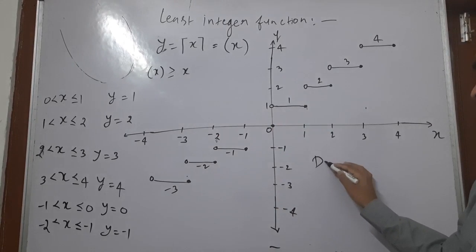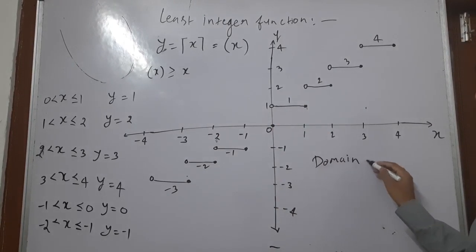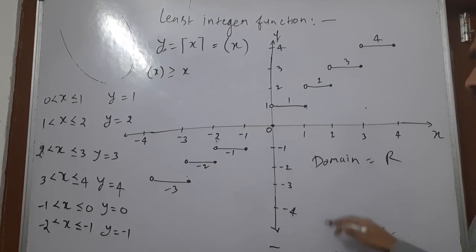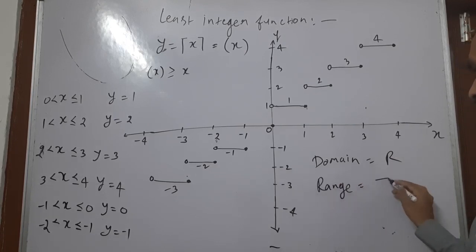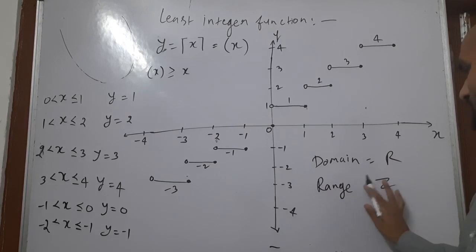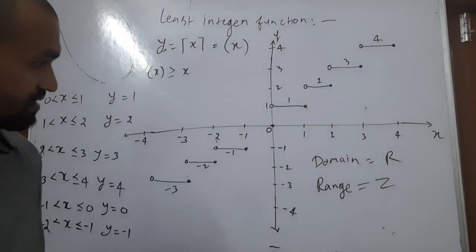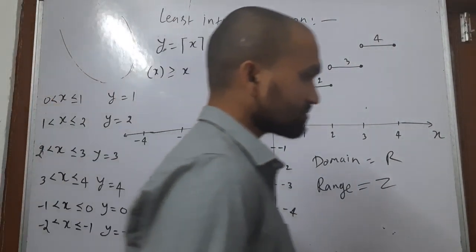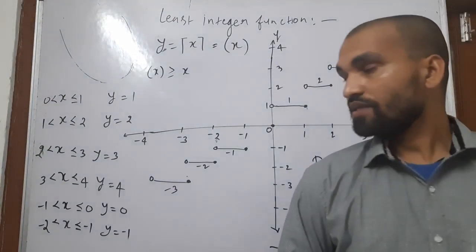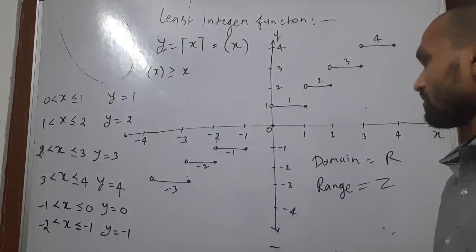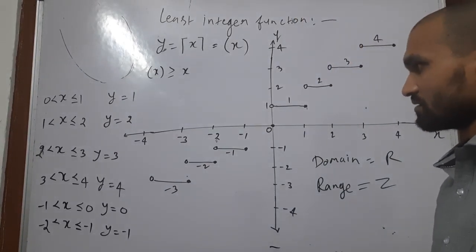So the domain of this function is all real numbers, and the range is integers. Okay friends, range is integers and domain is all real numbers. Thus we have drawn the graph of the least integer function and also found its domain and range.